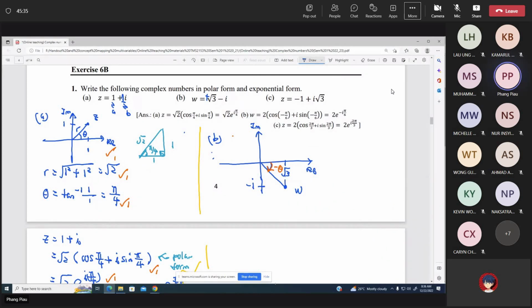So r is given by this. Sorry, here is root 3, then this is 1. This is negative 1 or 1, it's the same thing. So you go for root 3, everything power 2, and then you have negative 1, everything power 2. With that, you know this is 3 plus 1, so this is root 4, which is just equal to 2. This is really like your Pythagoras theorem, so you just find the length of this radius.